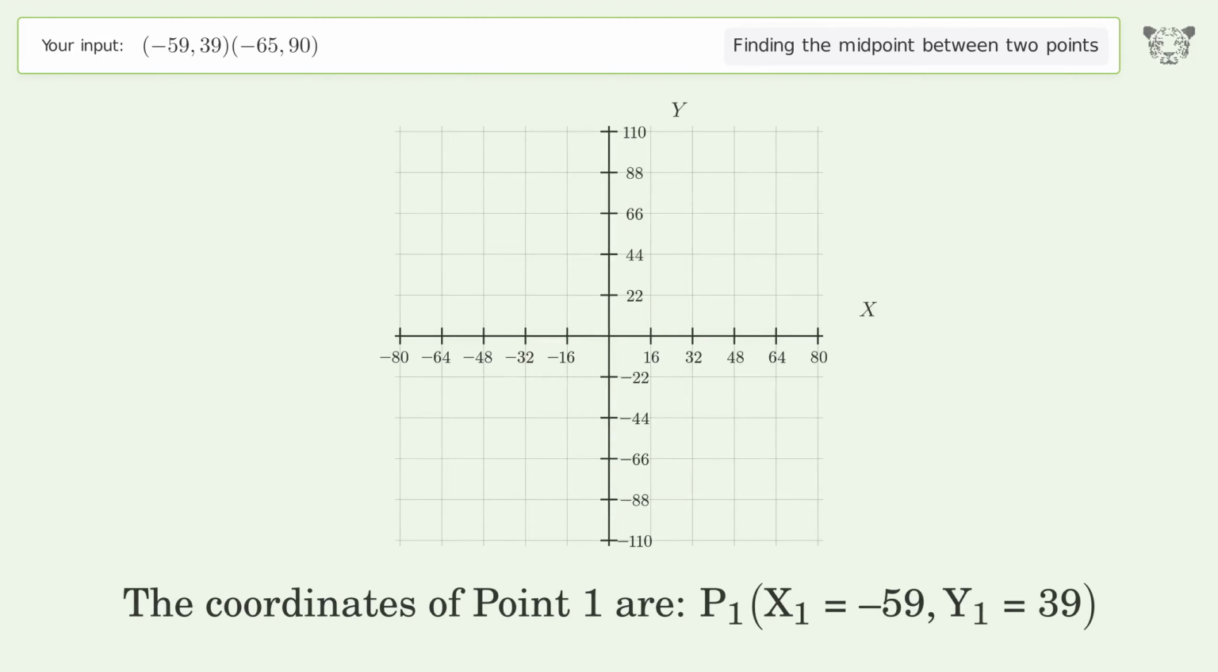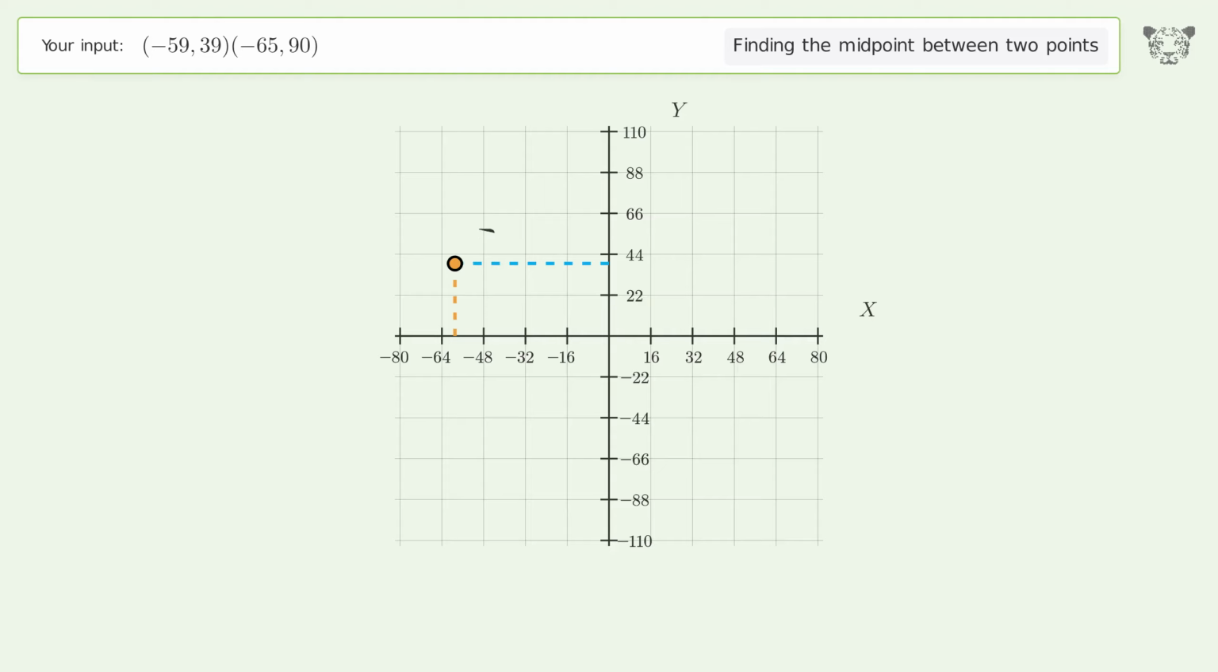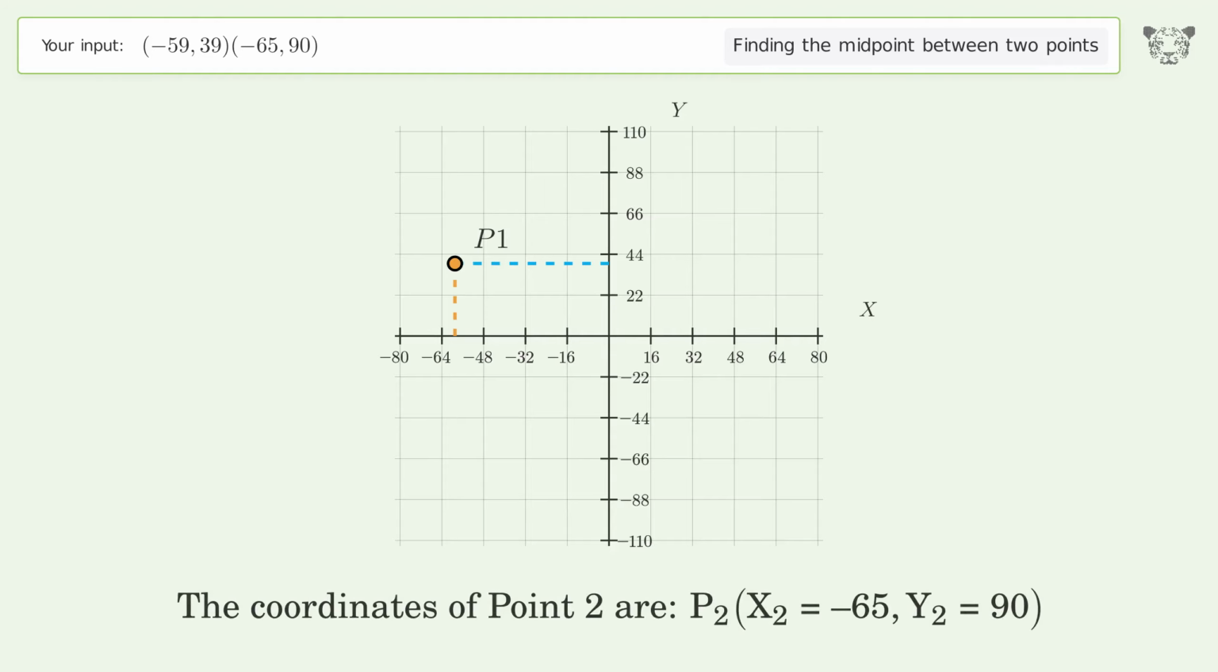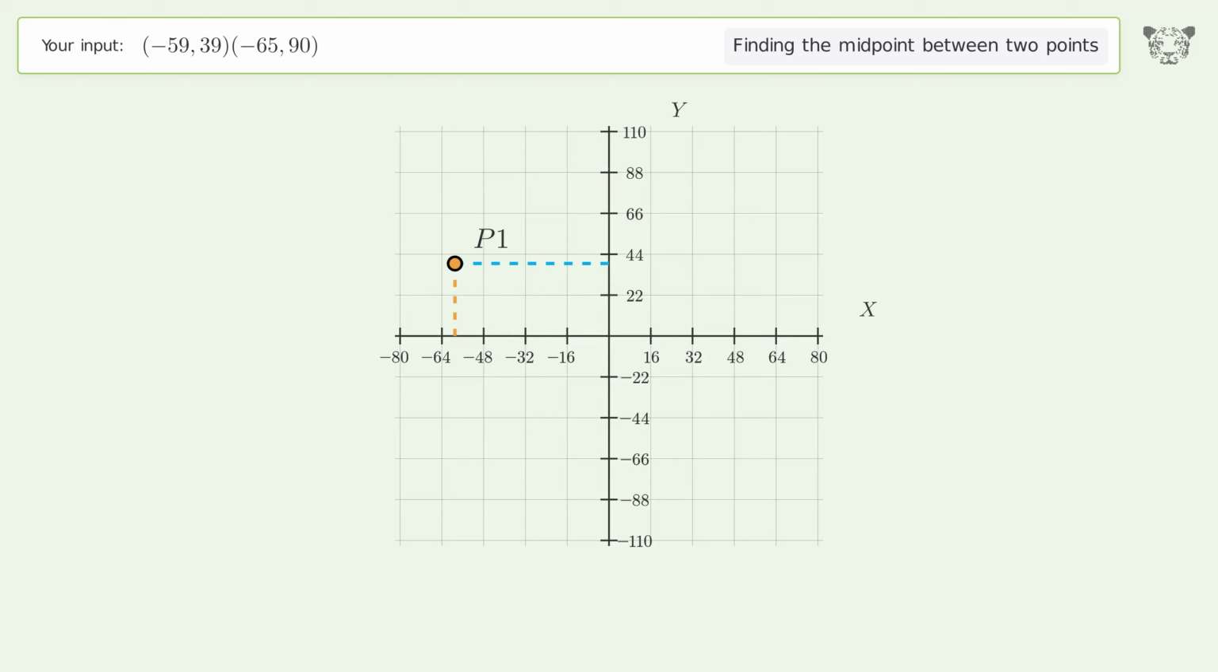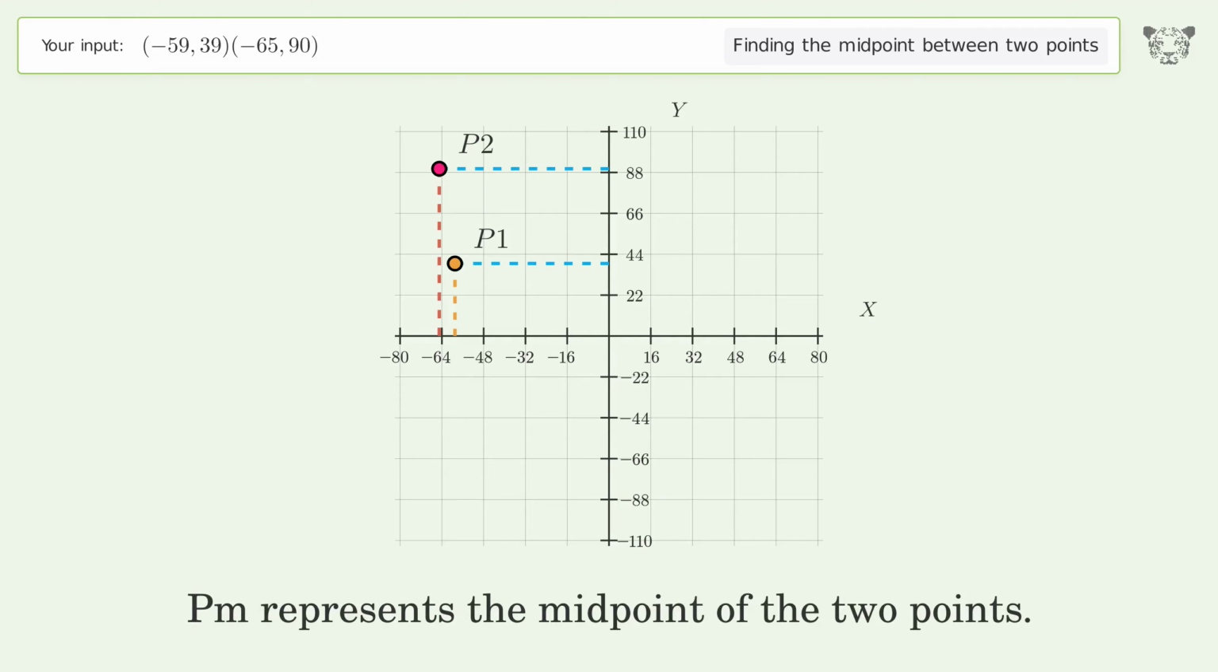The coordinates of point 1 are, x1 equals negative 59, y1 equals 39. The coordinates of point 2 are, x2 equals negative 65, y2 equals 90. PM represents the midpoint of the 2 points.